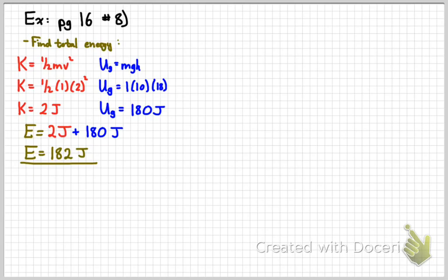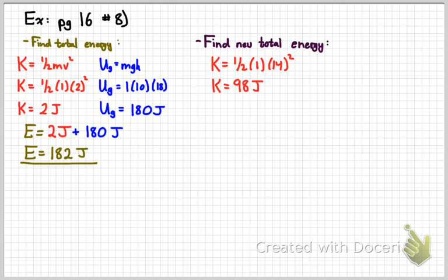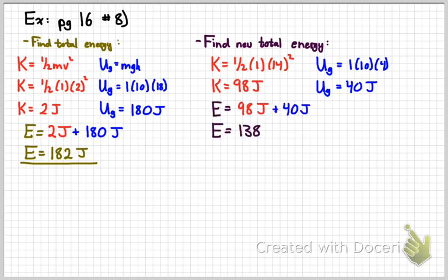Now the bird should keep that same amount of energy. However, you're told that as it dives towards the ground, it loses some to friction. So I'm going to find out how much energy the bird has after it makes its dive. Just repeat the process. The new kinetic energy is 98 joules. The new potential energy is 40 joules. So when you add those together, the bird only has 138 joules of energy.